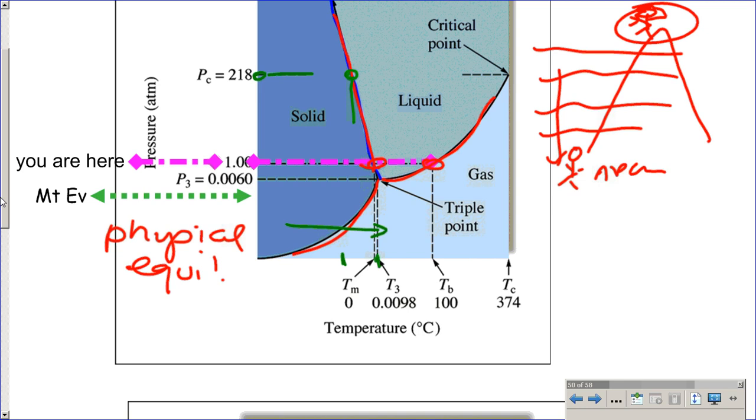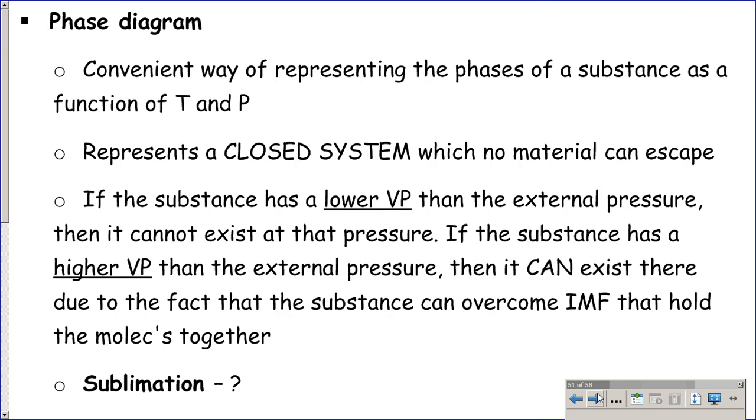This phase change is going from solid to gas. What's that? Sublimation, melting, vaporization. What's the opposite of sublimation? Deposition. Freezing, and then gas to liquid, condensation.